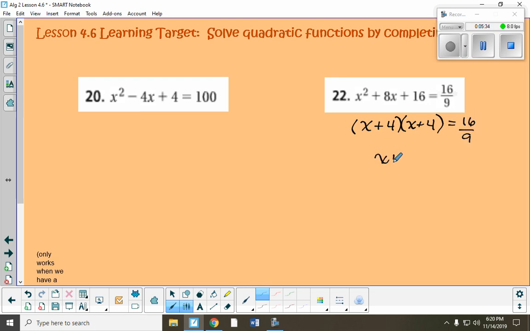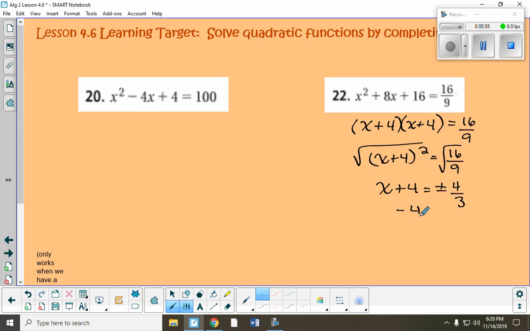So we have (x + 4) squared equals 16/9. And we'll take the square root of both sides. So then that would be x + 4 equals plus or minus, and this is the same as taking the square root of 16 and the square root of 9. So that would be 4/3.